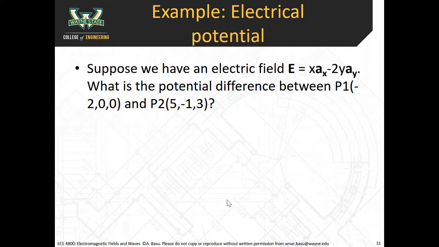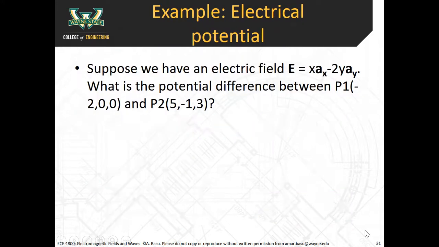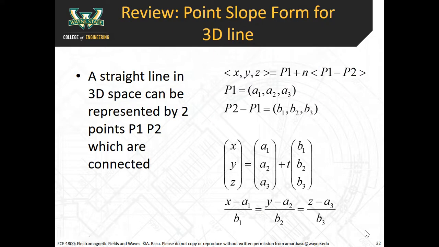So the potential difference between P1 and P2. We have to do this line integral. V2 minus V1 is the integral from P1 to P2 of E dot dl. I'm going to show you this just as a review. This is the point-slope form for a three-dimensional straight line. It gives you a way to define a three-dimensional line in terms of a parameter t.